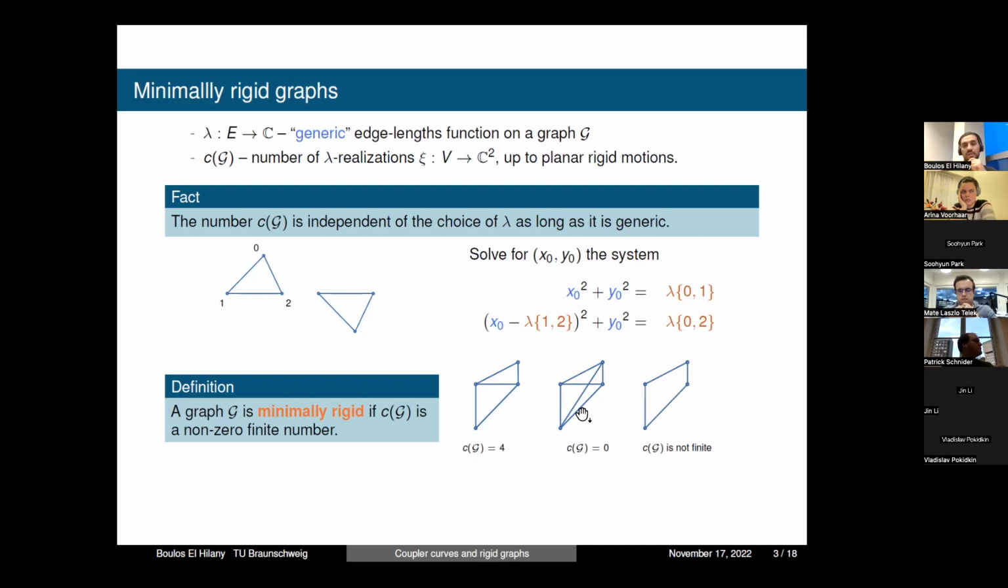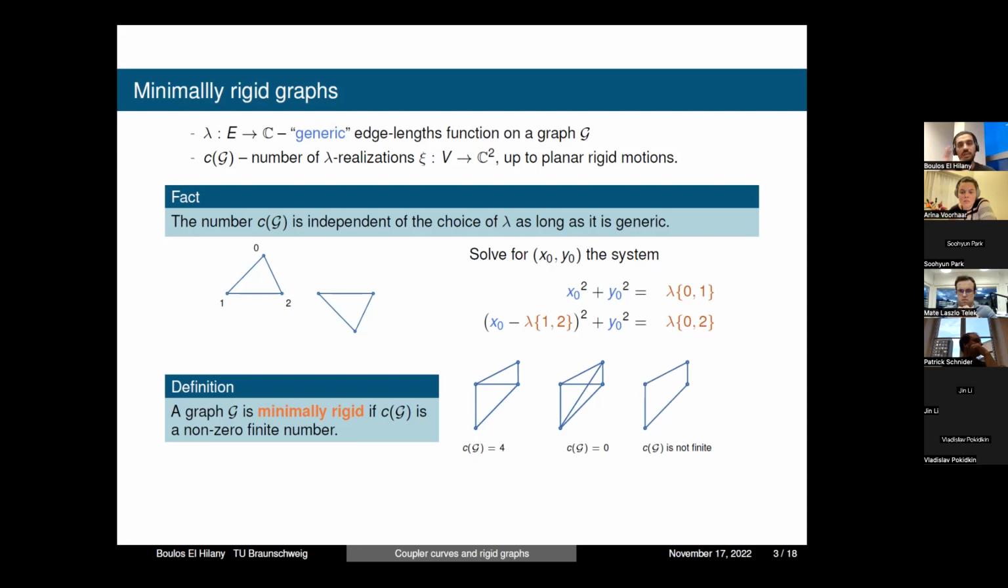If we take just K4, this means that we added an equation. We added an edge. Now, this edge has to be exactly at the right length to fit the other equation. So if I move it a little bit, it's not going to work. So C of G is 0. And for this case, if I take K4 minus 2 edges, then there are infinitely many possible realizations. So one can see that this minimal rigidity depends only on the combinatorics of the graph.